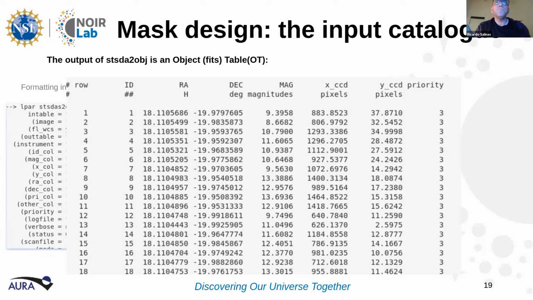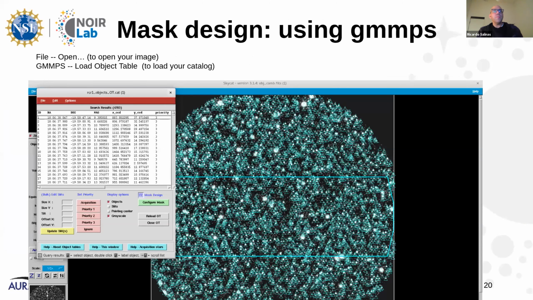We're gonna feed this into GMMPS, and with GMMPS we're gonna start playing a little bit to give enough material to design a mask. So I'm going to load, this is GMMPS now, I'm going to load my image. Go to File, Open, load my image, the pre-image I showed you before, and then I'm going to load my object table.